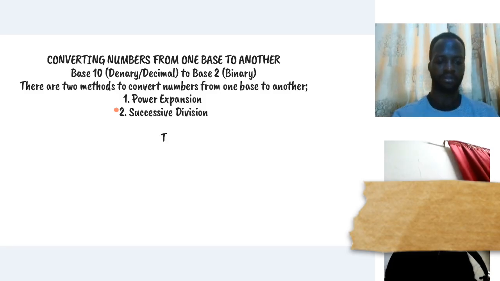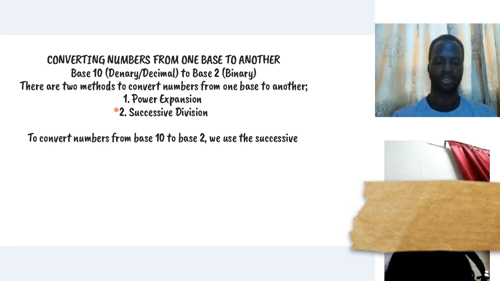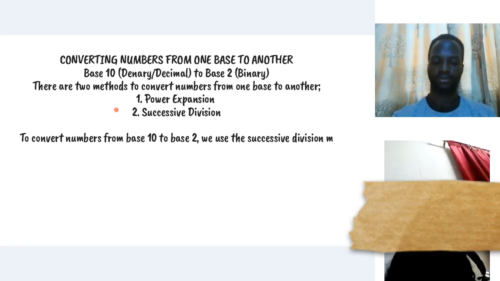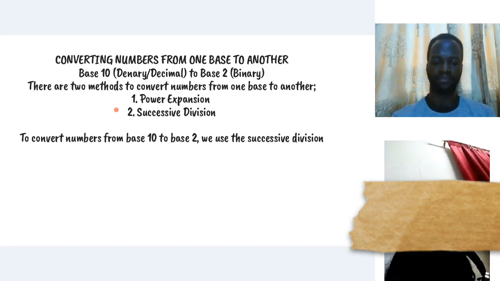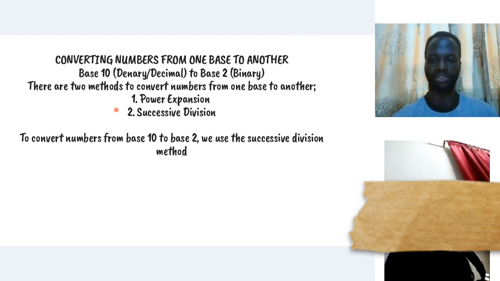Now, to convert numbers from base 10 to base 2, we use the successive division method. We use the successive division method to convert numbers from base 10 to base 2.